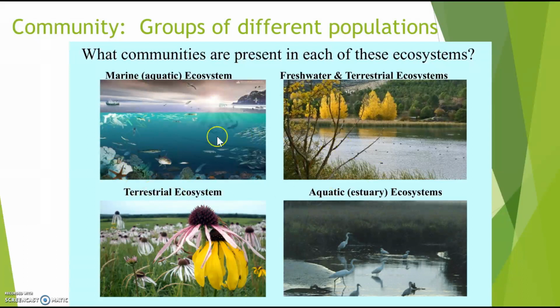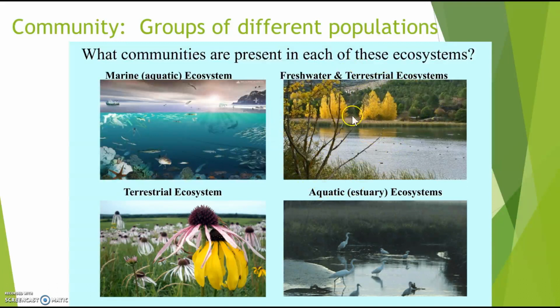Here's a little picture. What communities are present in each of these following ecosystems? I'll give you a moment, pause the video. And when you return, in the marine ecosystem, we have multiple communities of different types of fish. We have sharks, there's starfish, there's birds, there's many, many different types of populations, many different groups of populations in the marine ecosystem. Same with the freshwater and terrestrial ecosystem.